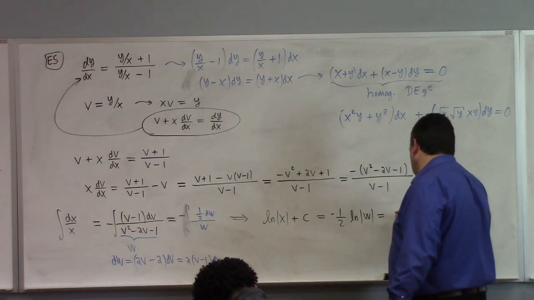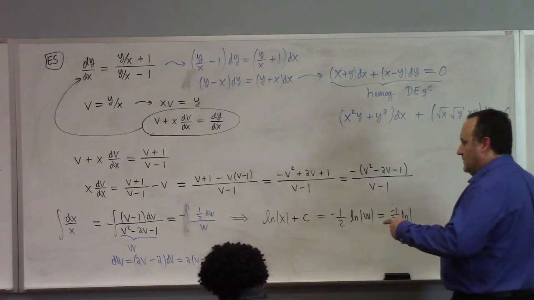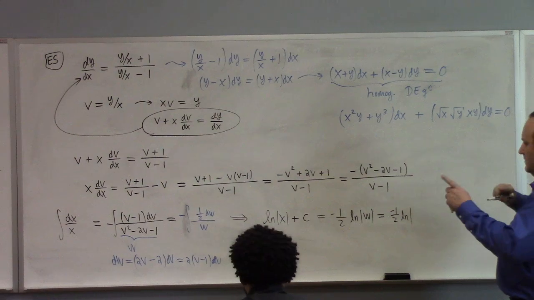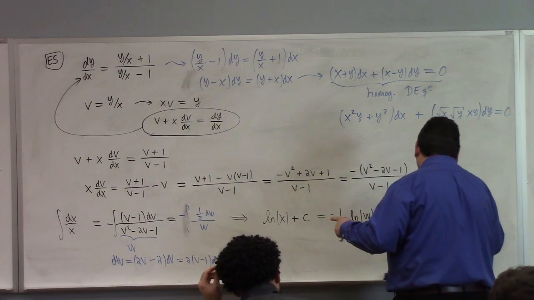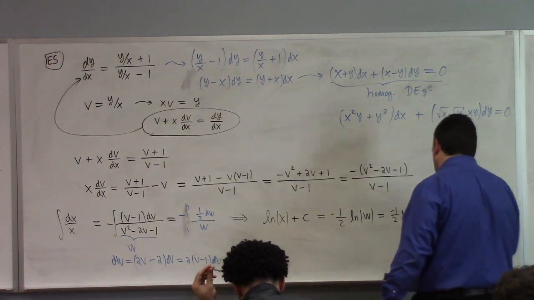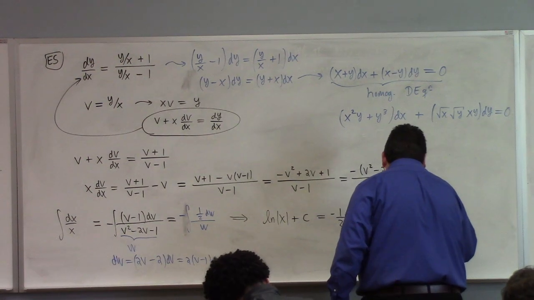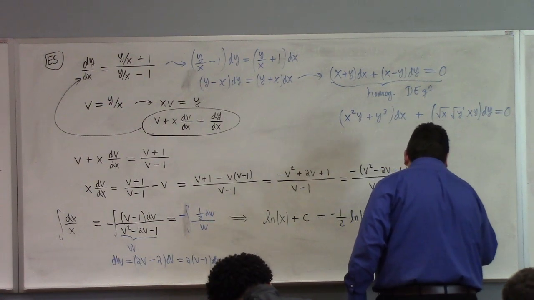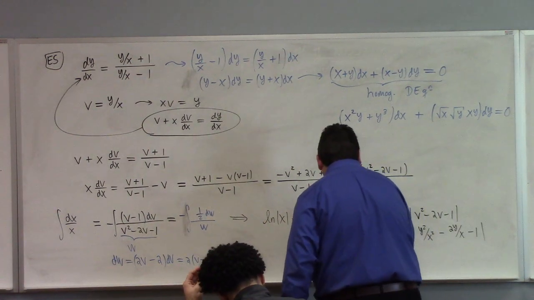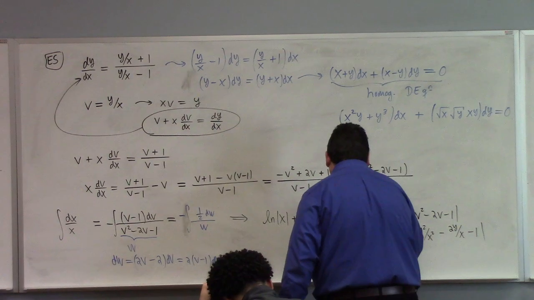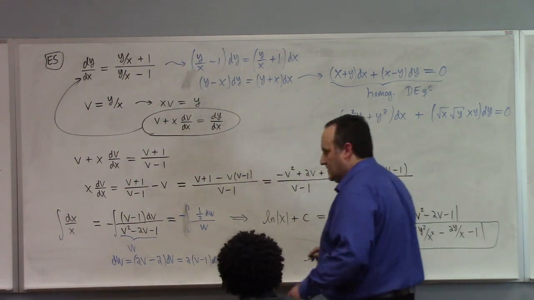But that is minus 1/2 the natural log of the absolute value. What was w? v squared minus 2v minus 1. v squared minus 2v minus 1, right? Which is minus 1/2 the natural log of the absolute value of y squared over x squared minus 2y over x minus 1. And that's equal to the natural log of the absolute value of x plus a constant. And there you go. That's an implicit general solution to this problem.